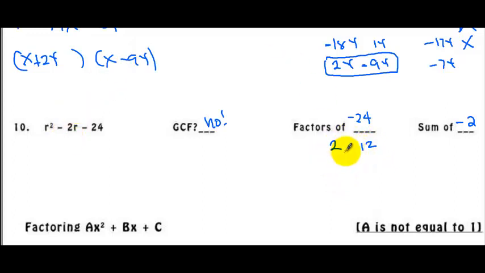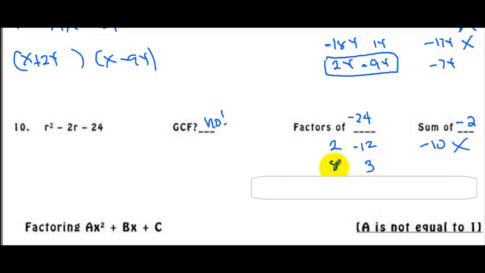Now the middle term is negative. The number that has a greater absolute value is the one that will become negative. In this case, it's 12. Now if you add these two together, you're going to get a negative 10. Alright, but we need a negative 2. So what about negative 8 and 3? So the one that has the higher absolute value should be the one that's negative. Negative 8 times 3 is negative 24. Now if you add these two together, you are going to get a negative 5. I need a negative 2, so cross this one out.